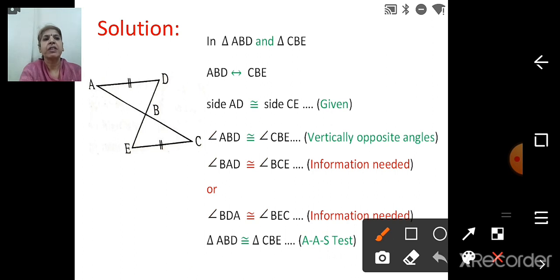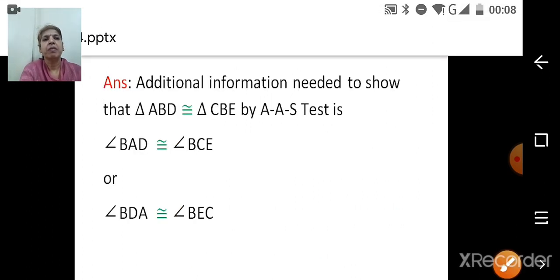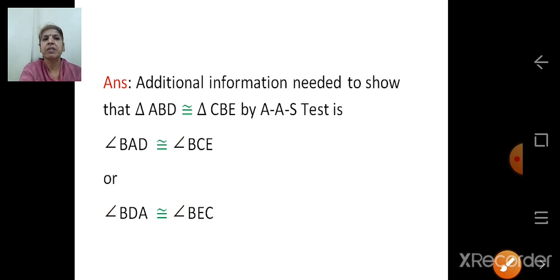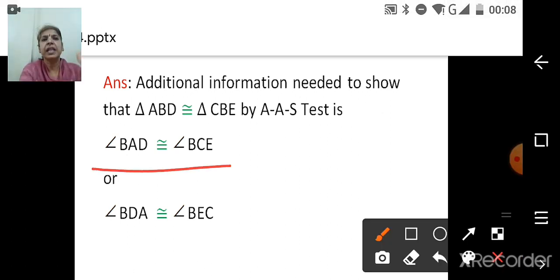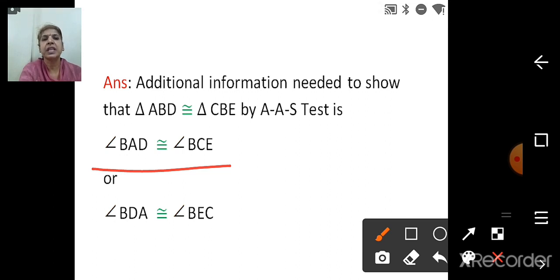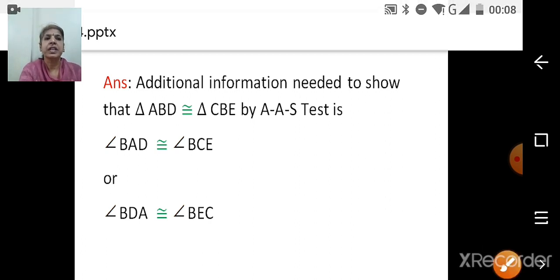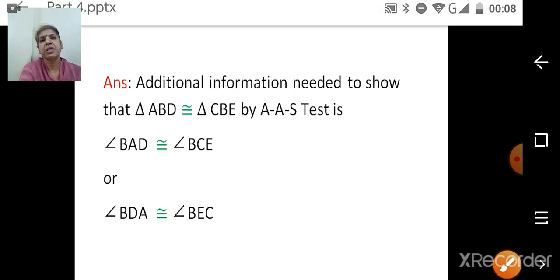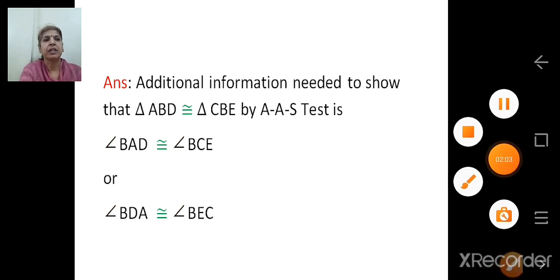So how are we going to write the answer now? We will be writing the answer: additional information needed to show that triangle ABD congruent to triangle CBE by AAS test is angle BAD congruent to angle BCE or angle BDA congruent to BEC. So here the test is given, additional information was required.